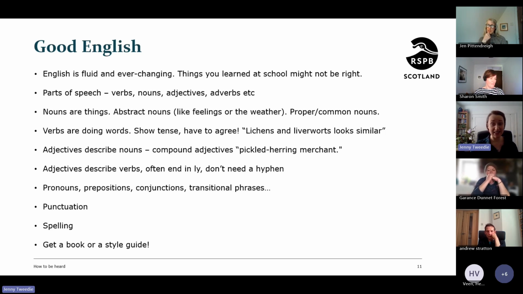But there are a few basic things that I've put on the screen there. Nouns are things, verbs are doing words, etc. There are a few rules that can help with understanding. So things like adjectives describing nouns. When something is a pretty bird or a pretty lichen, that's an adjective. And when you've got compound adjectives, putting in a little dash, a little hyphen in the middle, can help you with understanding. So it's not a herring merchant that's pickled, it's a pickled herring merchant. And that's what the little hyphen is there for.